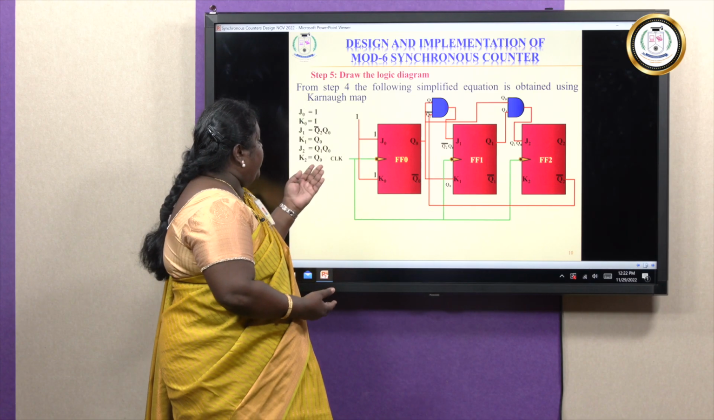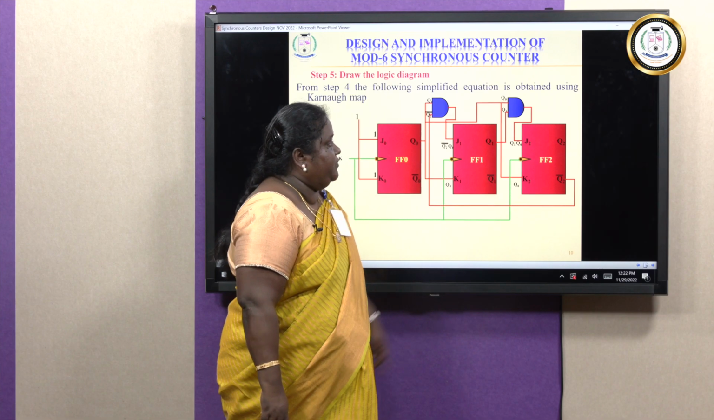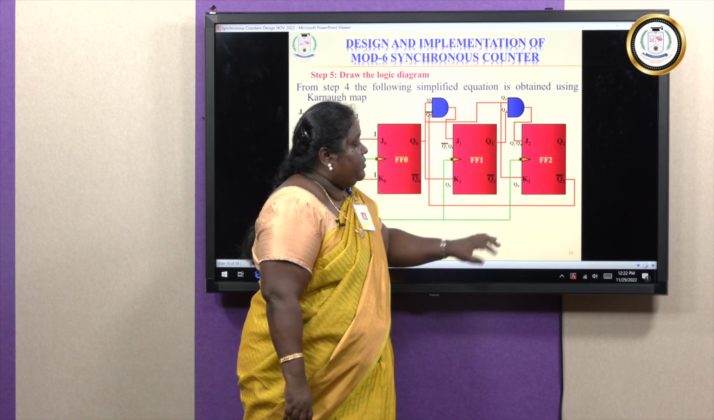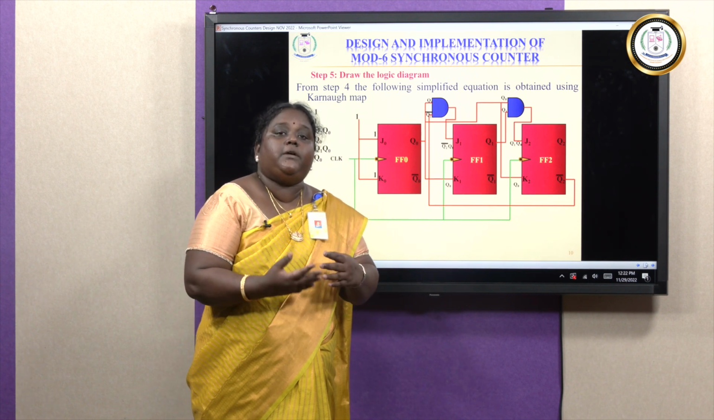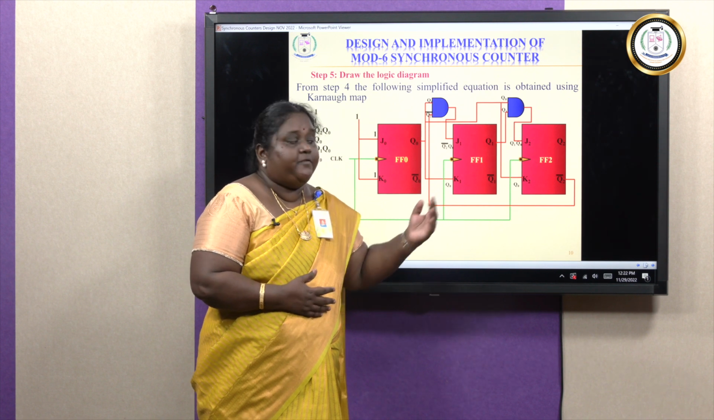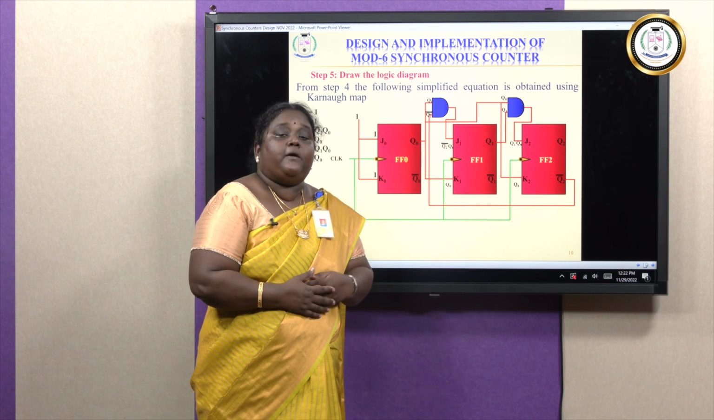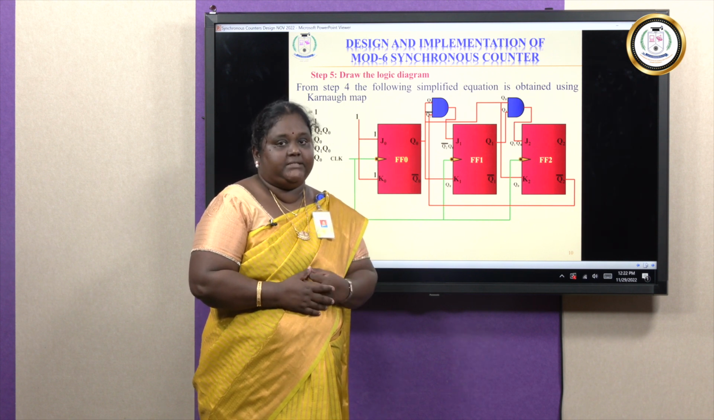In a similar way, let us do it for K2. K2 is going to be Q0. So you can directly connect Q0 to K2. We are taking it from here. So we have completed giving the input combinations for this counter design using flip-flops, from the Boolean expressions that we have obtained from the previous step.